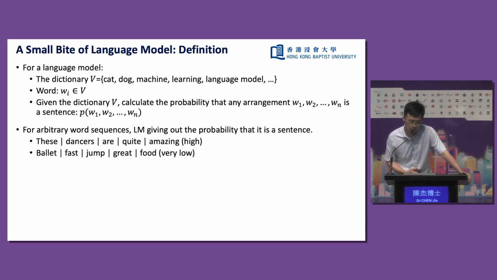For example, if we give the language model a sentence, "these dancers are quite amazing," this has a very high probability. The language model will tell you this is a good sentence. All right? So if you give a sequence of words like ballet, fast jump, great food, then obviously the language model will be able to identify, all right, these are not meaningful expressions.